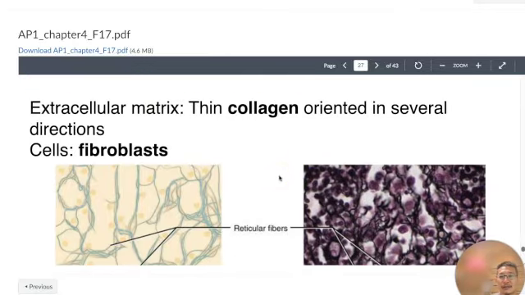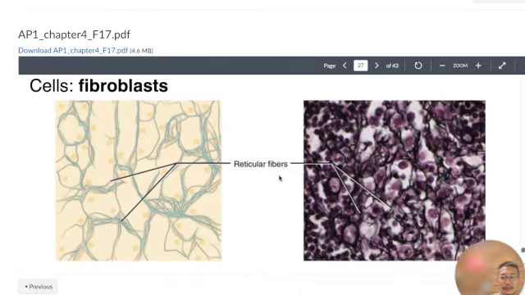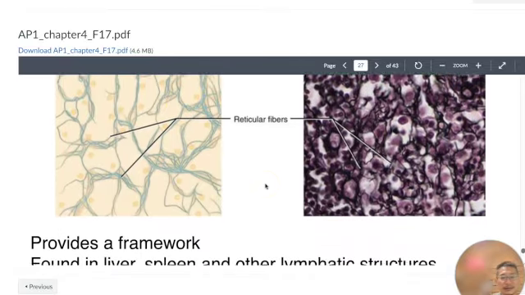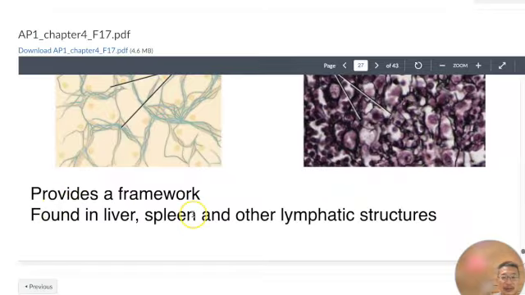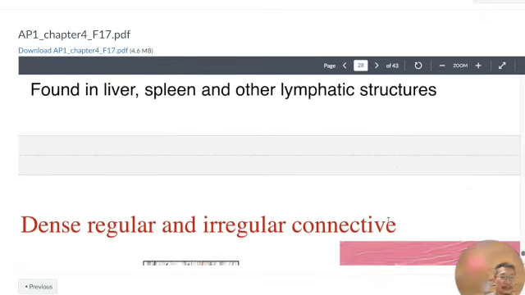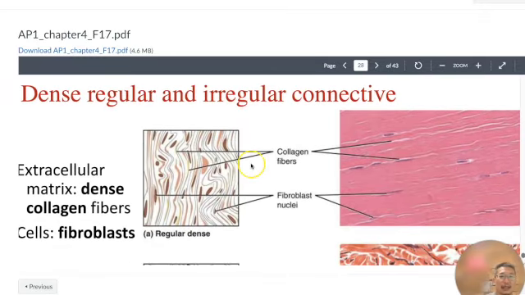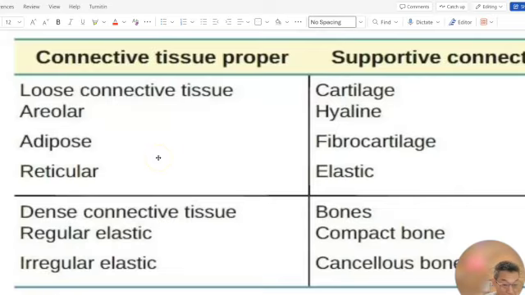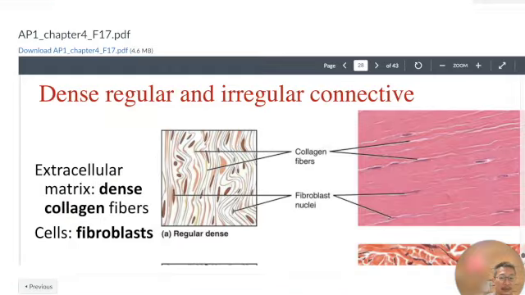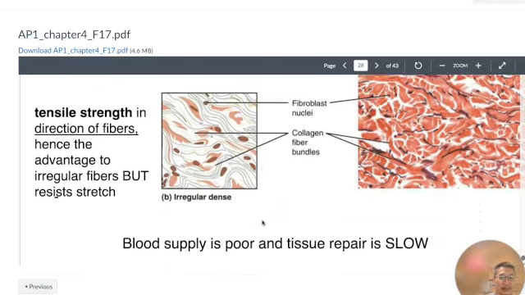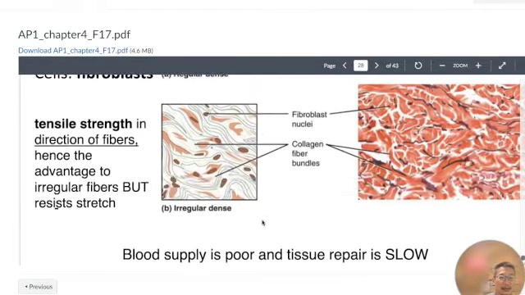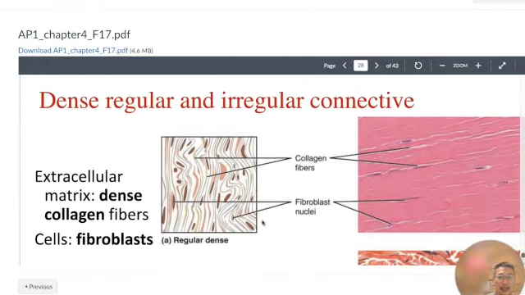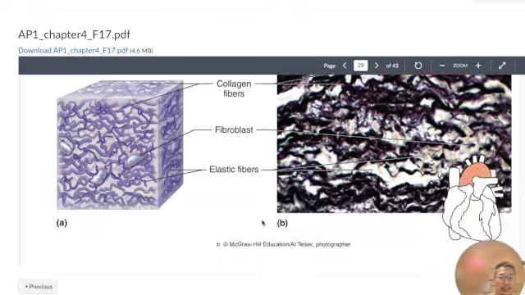Thin collagen, oriented in several directions. It's kind of all over the place. It provides framework found in the liver, spleen, and other lymphatic structures. Now we look at dense connective tissues. Under dense connective tissue, there's regular and irregular. Okay, dense. This is irregular. And the next one is elastic.